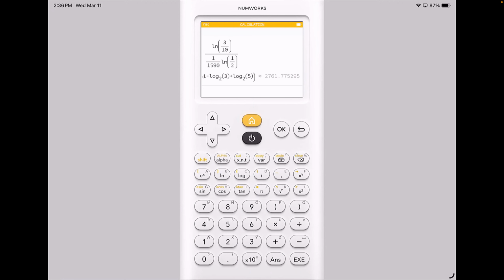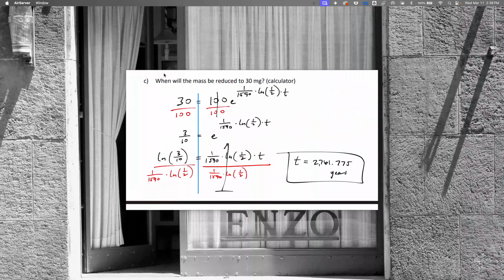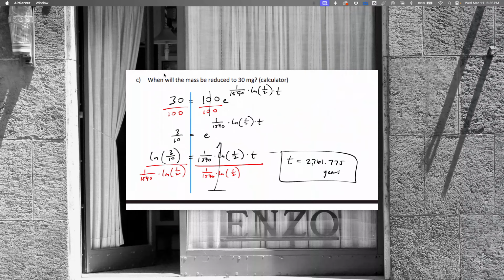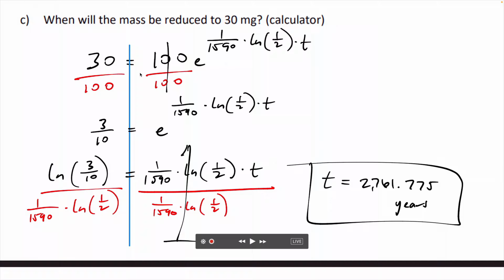So yeah, the hardest part about today is the first part. If you get the model down, if you get the formula down, you just plug it into the calculator afterwards. Okay?